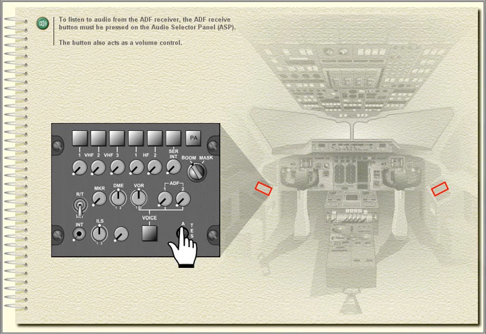To listen to audio from the ADF receiver, the ADF Receive button must be pressed on the Audio Selector panel, ASP. The button also acts as a volume control.